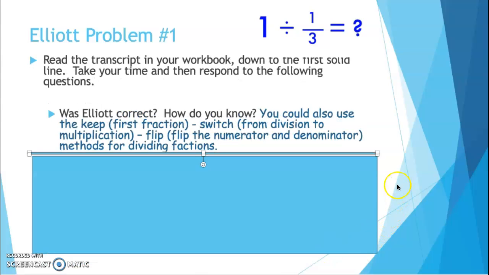Okay, so it might be helpful to look at this in a different way. You could also use the keep, switch, flip method for dividing fractions. So when we keep the first fraction, we're going to switch from division to multiplication, and we're going to flip the numerator and the denominator. So let's take a look.